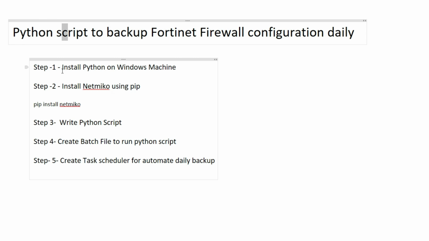First step, install Python on a Windows machine. Then second step, install Netmiko using pip, okay? Then write the Python script. Then we'll create a batch file to run the Python script. Then we'll create a task scheduler to automate the daily backup.